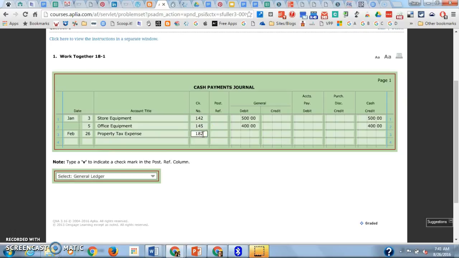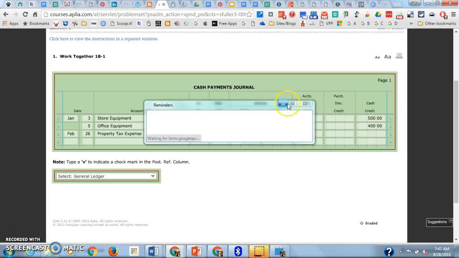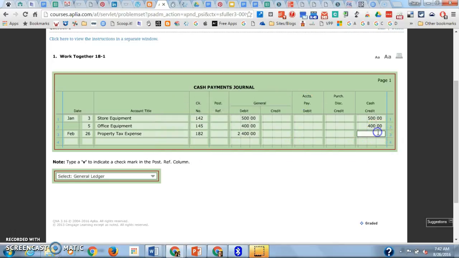And then we have to actually calculate that property tax. So you would just take 80,000 times 3%. So then in our general journal, our general debit would be $2,400. And cash credit would be $2,400.